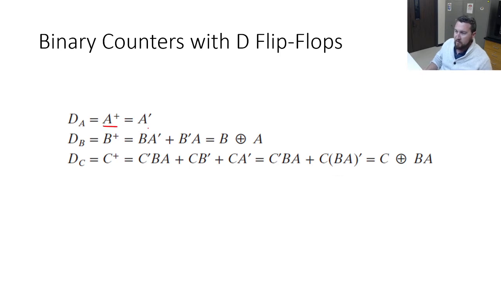So from there we get our expressions. This is what we just had. A plus is equal to A prime, B plus is equal to B XOR A, and C plus is equal to C XOR B and A. All right, any questions about deriving those equations?